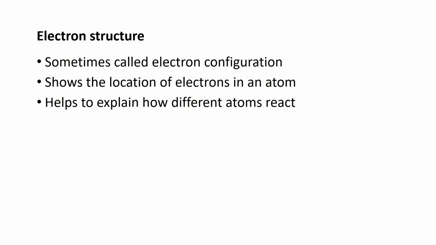Electron structure is sometimes called electron configuration and shows the location of electrons in an atom. Electron structure can help to explain how different atoms react.